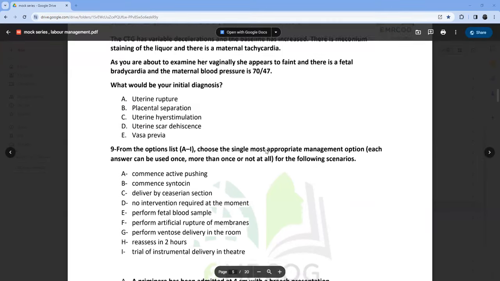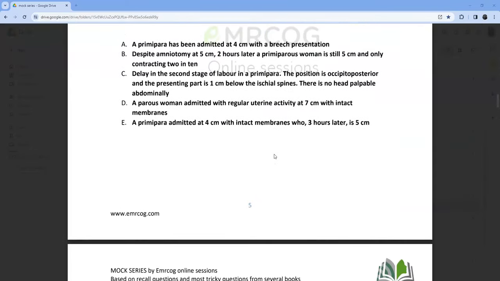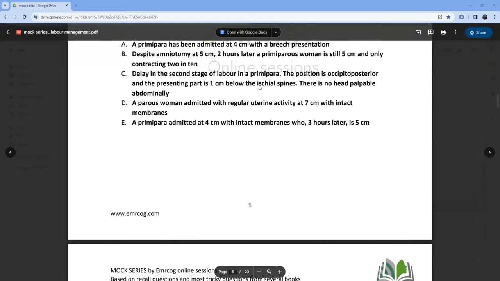Do we need to run any other investigation before we go, actually? No, you go for category one cesarean section. There is an imminent risk to the mother and baby. Okay.